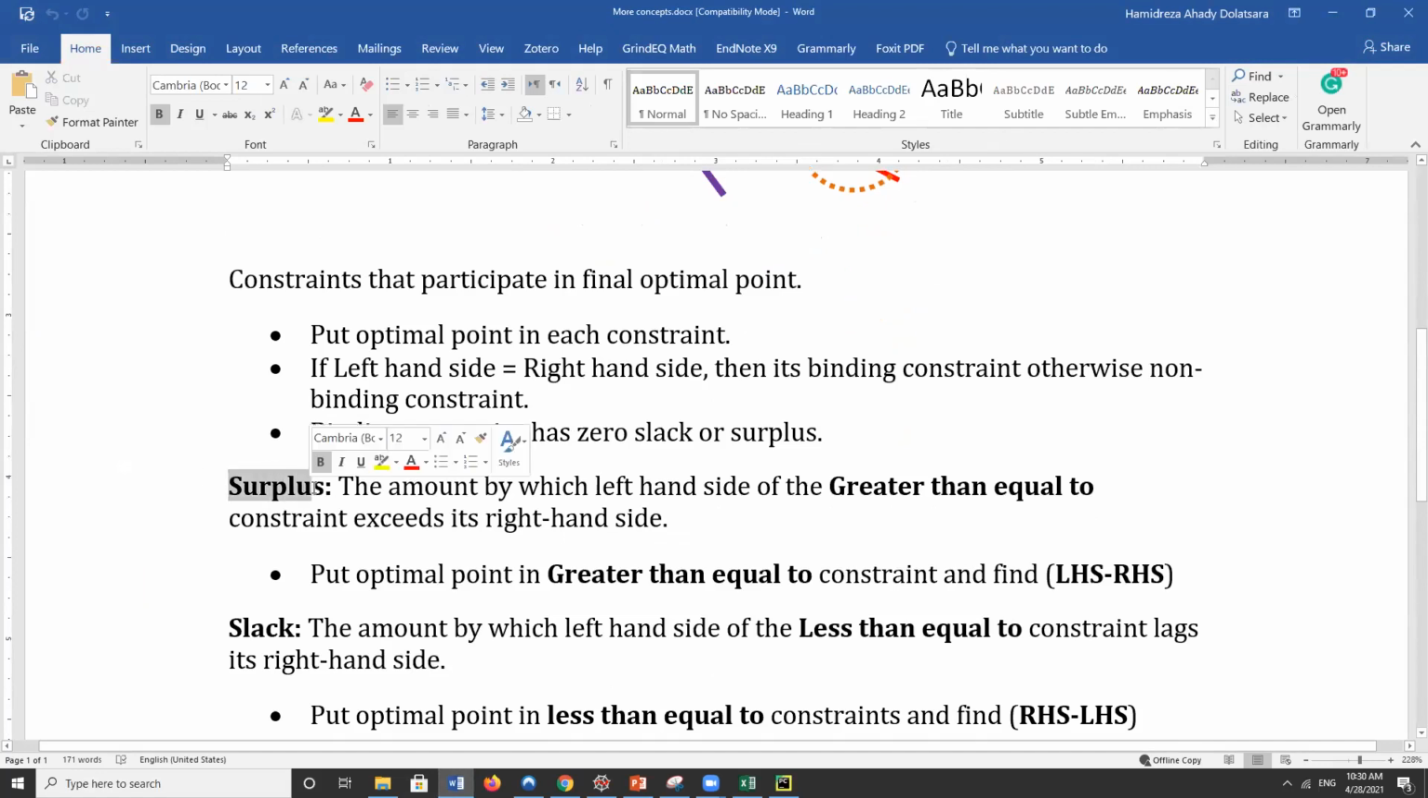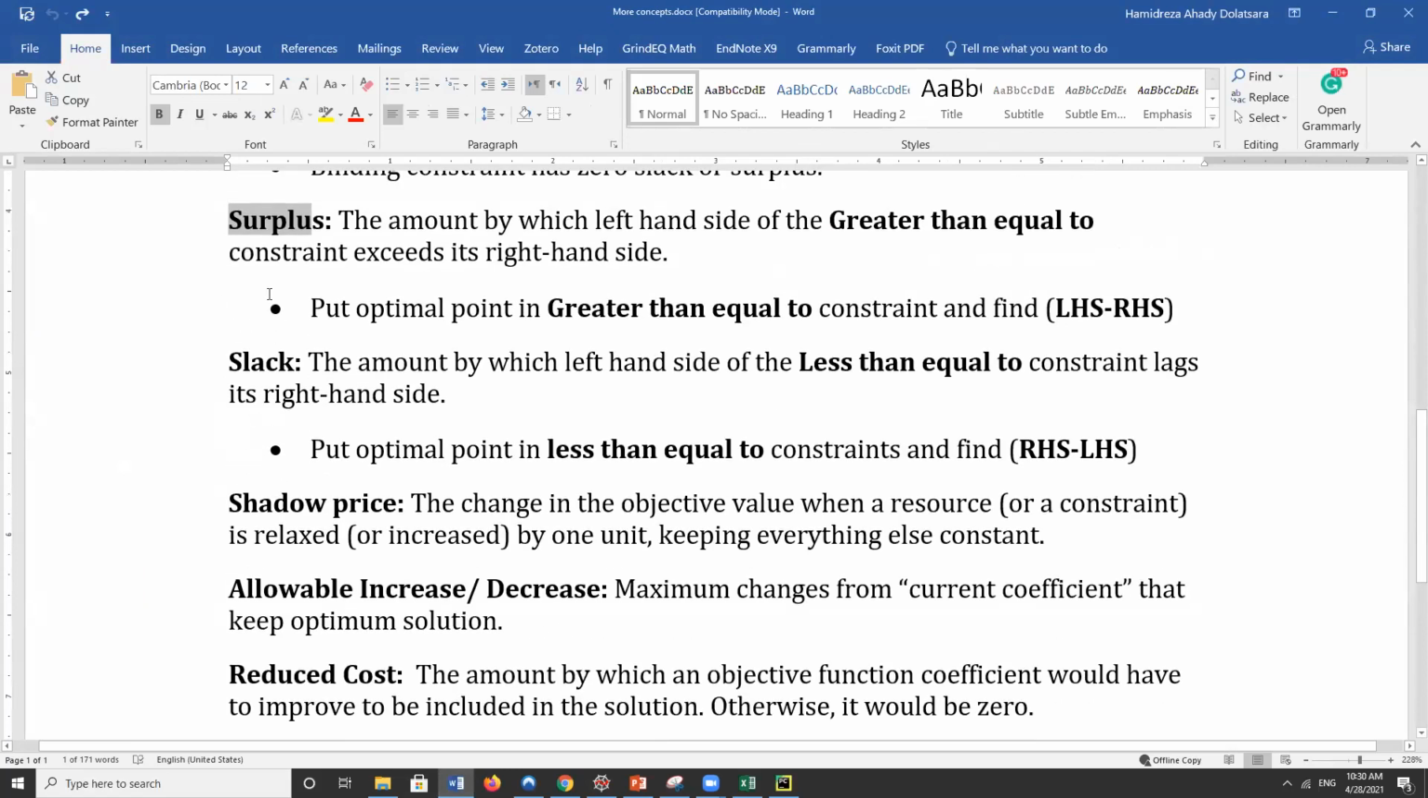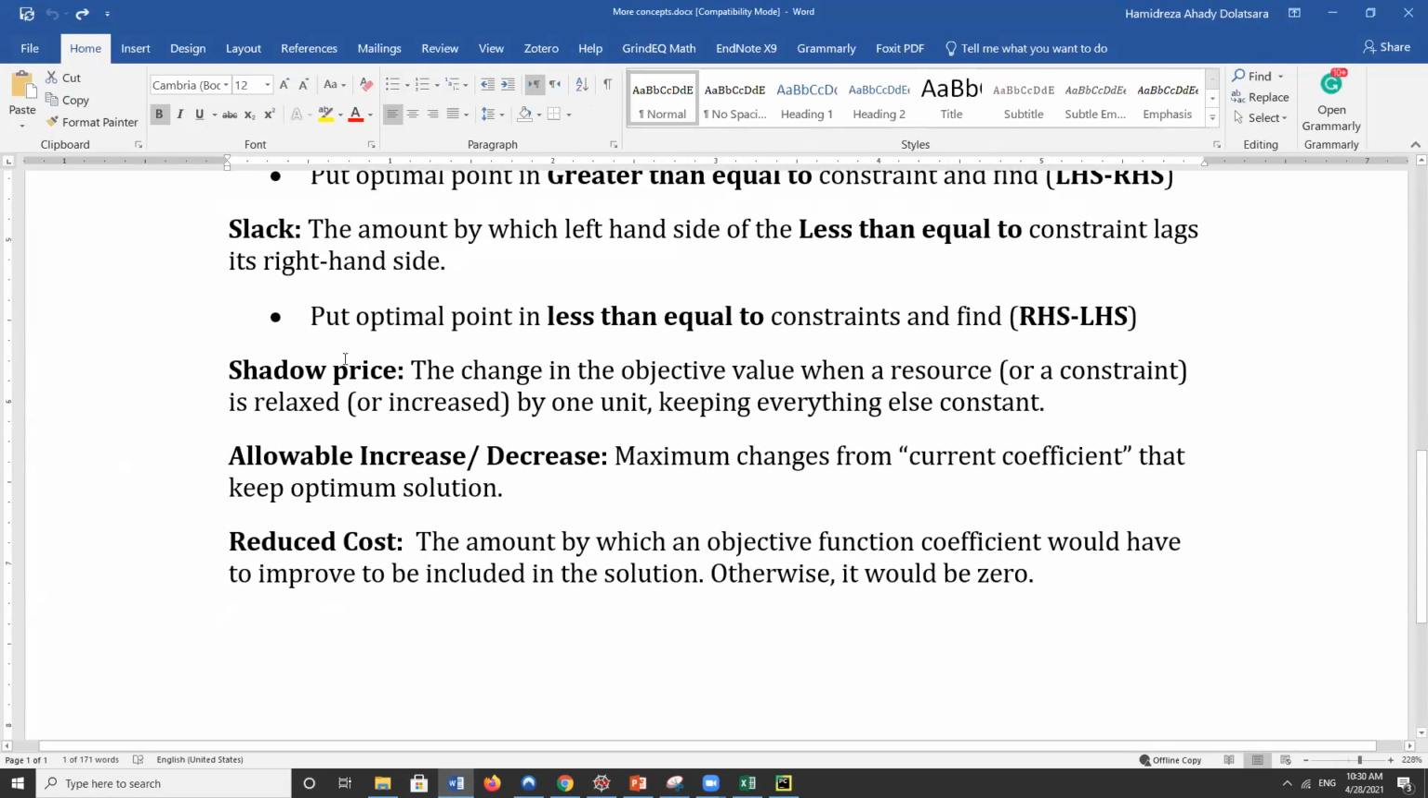We talked about surplus and slack, and we said in Excel both of them are actually the same, but in most software, surplus is how far you are from a greater-than-or-equal constraint, and slack means how far you are from a less-than-or-equal constraint. And we talked about shadow price, allowable increase, and reduced cost. Just as another example, let me show you through my board.